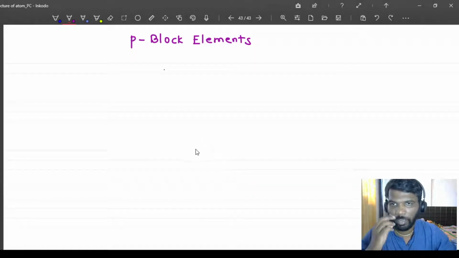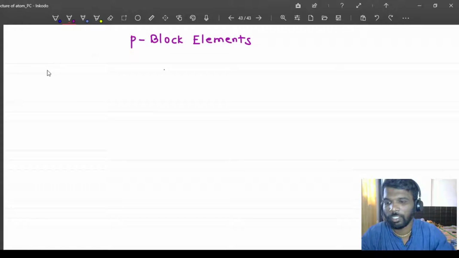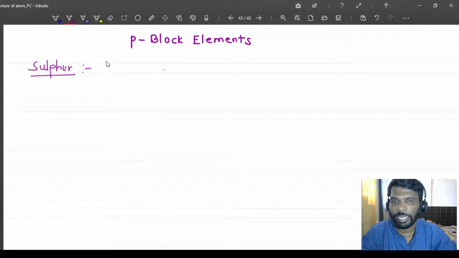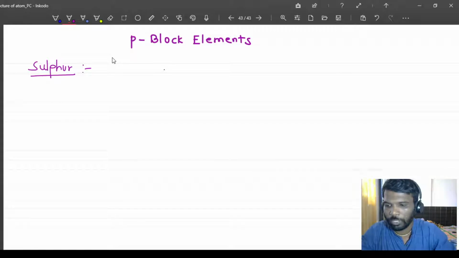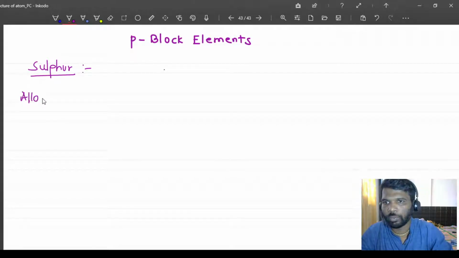Our next element of interest is sulfur. We'll write here sulfur. Okay, that is the second element of group 16. So sulfur, allotropes. Allotropes of sulfur.